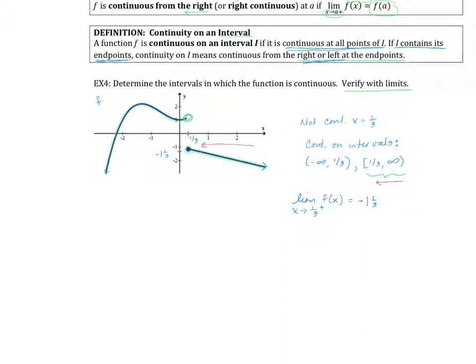Okay, so look at what I just said. I said the limit is -1 and 1/3, but that's also the value of the function at 1/3. So since the limit is equal to the value of the function, then I know that I can include the endpoints when I list my intervals of continuity.